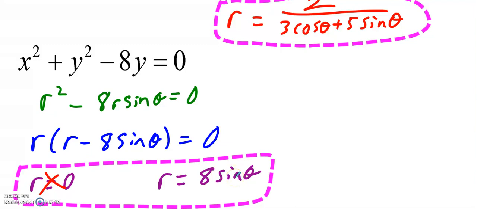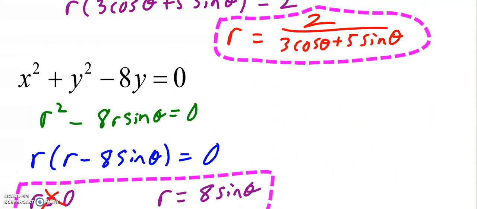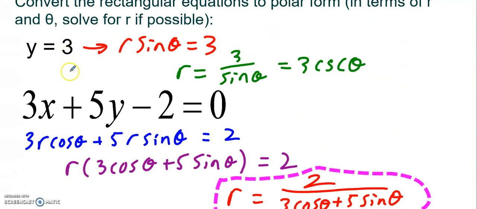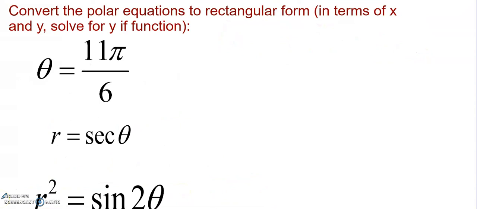Now this is a good example of something that's somewhat complicated in rectangular, has a very simple equation in polar. So, think about this. These two, which are both very simple equations in rectangular, are somewhat complicated in polar, but then this one, which is somewhat complicated in rectangular, is a relatively simple equation in polar. Who knew?